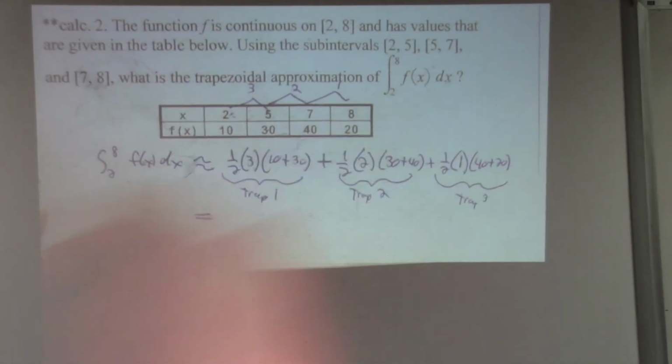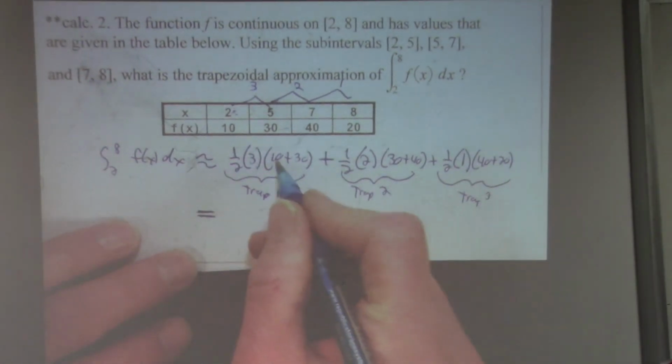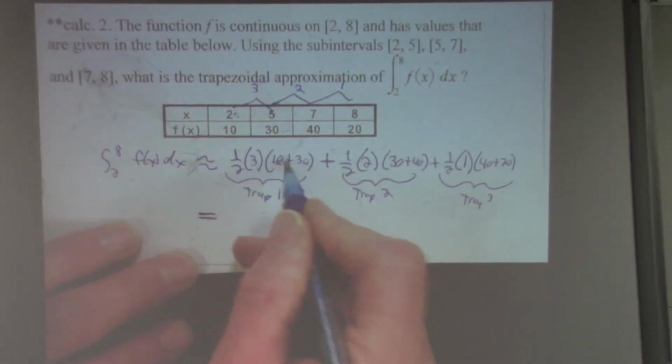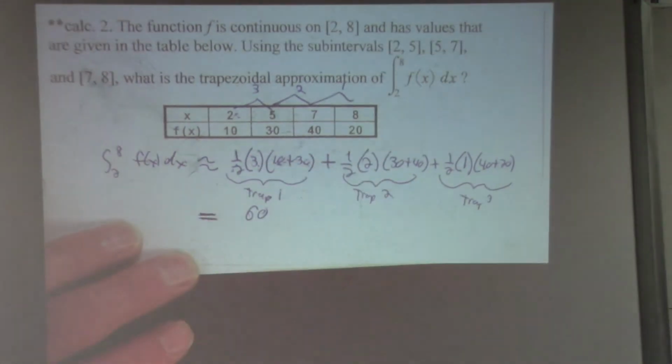And now I'm going to say equals. Let's say this was a multiple choice or maybe a homework assignment where I ask you to simplify. This would be 40. What I would probably do to avoid fractions is to say half of 40 is 20, and then times by 3. So I get an area of 60 there.